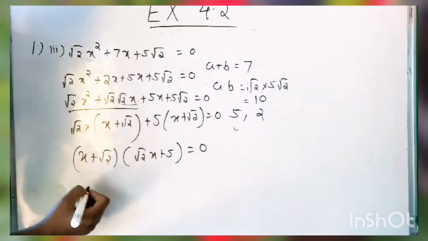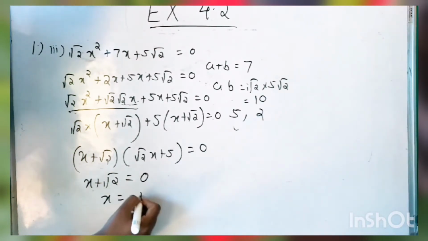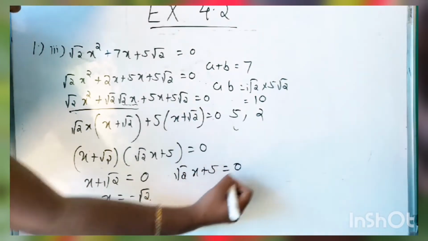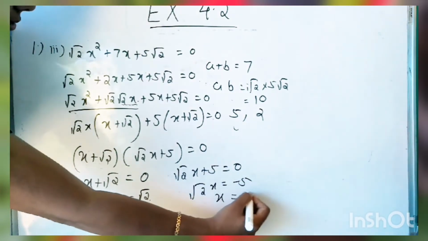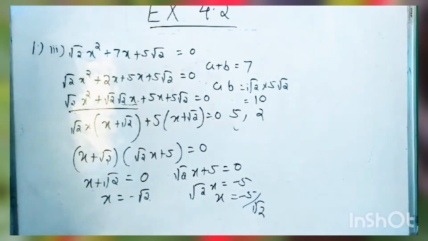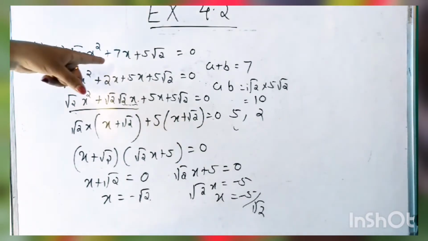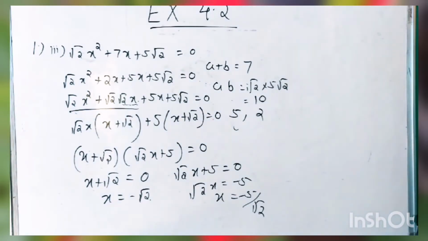So equate it with 0. We will get x plus root 2 equal to 0, which implies x is equal to minus root 2, and root 2x plus 5 is equal to 0, which implies root 2x is equal to minus 5 and x is equal to minus 5 by root 2. So minus root 2 and minus 5 by root 2 are the roots of the quadratic equation root 2x square plus 7x plus 5 root 2 is equal to 0.